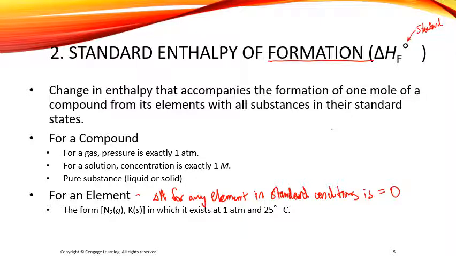So again, as an example, if I look at the formation of carbon dioxide, I'd have carbon as a solid plus O2 as a gas, and it would form CO2 as a gas, and the delta H would be listed on the table as negative 393.5 kilojoules per mole.